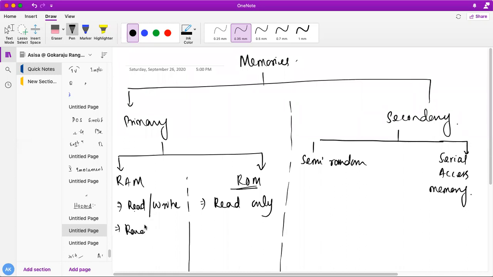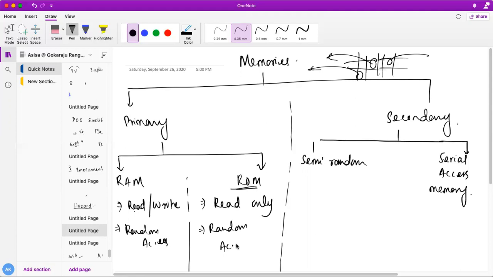Random access means what? Let's say this is my memory location somewhere. I want to access this position's data, I am able to access it. I want that data, I can access it. This is random access.